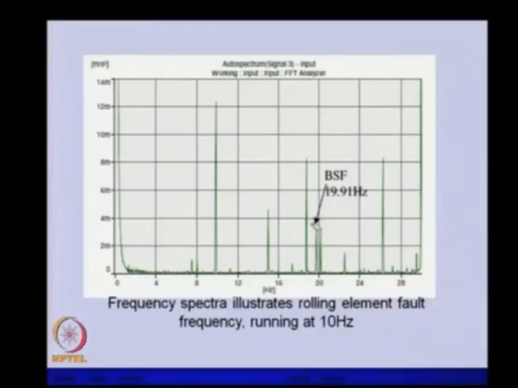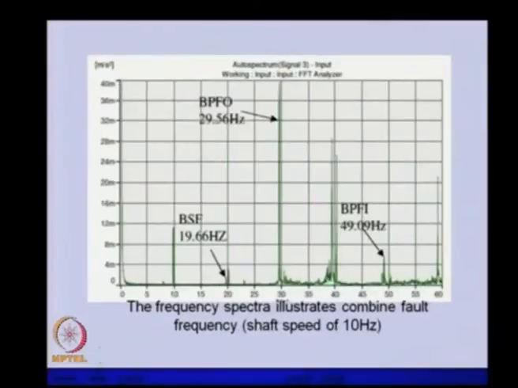So, if we have a baseline signal in which there is no fault, and if suddenly such a peak comes, then we can pinpoint what kind of fault is there in the bearing. So, this is when a combined fault is there. You can see outer raceway, inner raceway, and ball fault. All of these we can see when all faults are simultaneously there in the bearing. So, that will reflect in the vibration signal, all the frequencies.